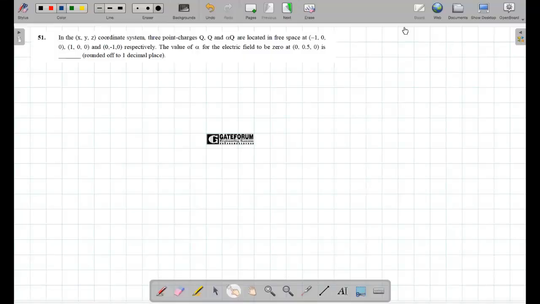Question from the electrostatic and electromagnetic part, magnetic part from the electrical engineering paper. Okay, so let us try to solve this.